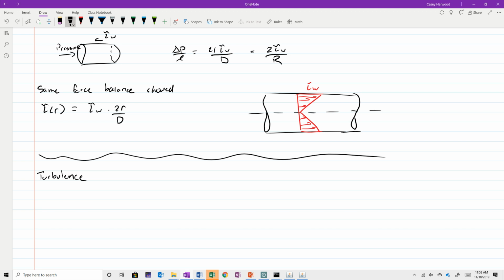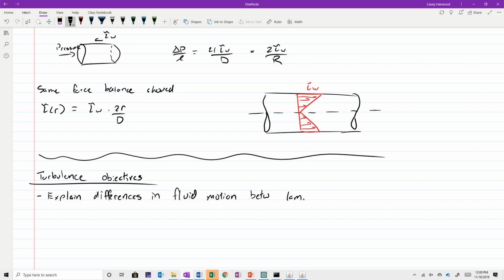I'm afraid I forgot to outline what the objectives for this lecture actually are, so let's quickly do that now that we've motivated it. We want to be able to explain differences in fluid motion between laminar and turbulent flows.